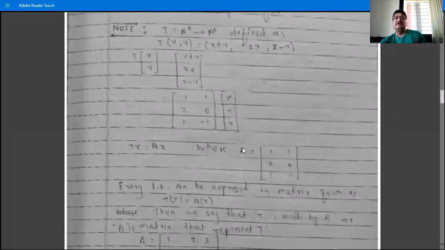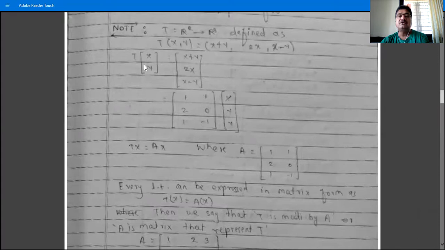So this is the linear transformation. Observe this one: T from R square to R cube defined as T of x y. Obviously, R square elements are ordered pairs, and in R cube, T of x y is x plus y, 2x, x minus y. So this is a linear transformation from R square to R cube, and we have to write this linear transformation in matrix form. That is, we have to find the standard matrix for T.